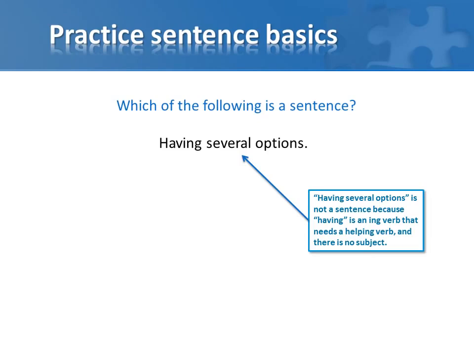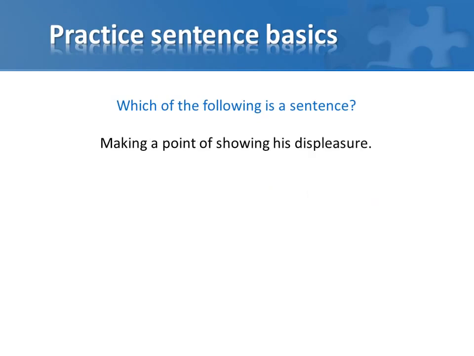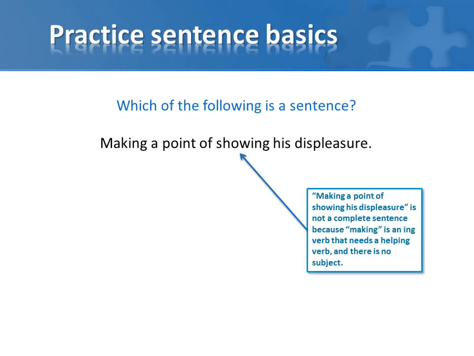Now we have this long group of words: making a point of showing his displeasure. And we might feel like because this is such a long group of words, it must be a sentence. But we start out, as usual, looking for the verb, and we see making, but it's an ing verb with no helping verb. So there's no other word in this group that describes an action, so there's no verb. If there's no verb, there's no subject. So even though this is a long group of words, it is not a sentence.